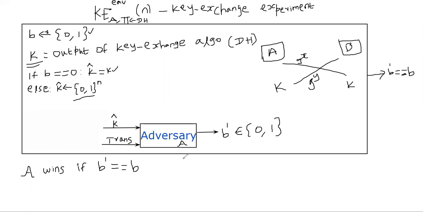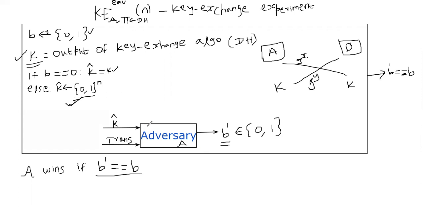All public data. So what is the goal of the adversary? The adversary is trying to figure out whether he is given the key K that we got from the Diffie-Hellman key exchange protocol, or a random n-bit number. So he's going to output a bit B prime, again belonging to 0 or 1. When will we say the adversary wins the game? We say the adversary wins the game if B prime is equal to B, meaning he was able to somehow distinguish between the key obtained through the Diffie-Hellman key exchange protocol and the n-bit number.